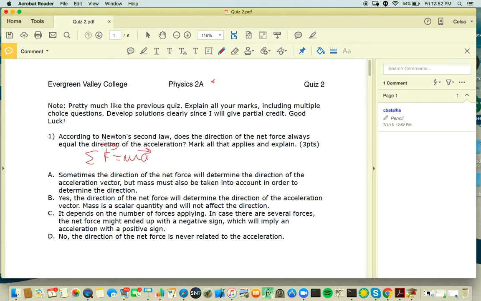Yeah. So look, they have a vector here, which is the net force, equal to another vector. So they should have the same direction, since the acceleration is being multiplied by a scalar. So let's see. A, sometimes the direction, no. B, yes, the direction of the net force will determine the direction of the acceleration vector. Mass is a scalar constant. Yeah, that's it. B is the right one. C, it depends on the number. Nope. D, no, the direction of the net force is... nope.